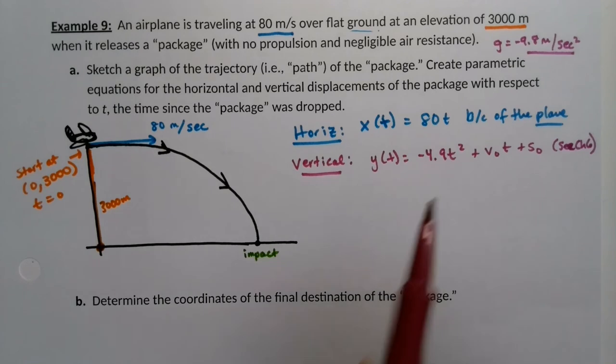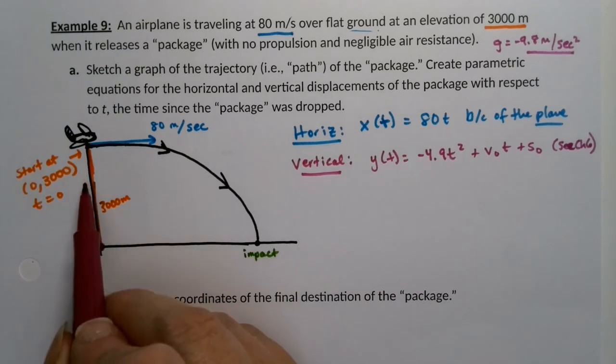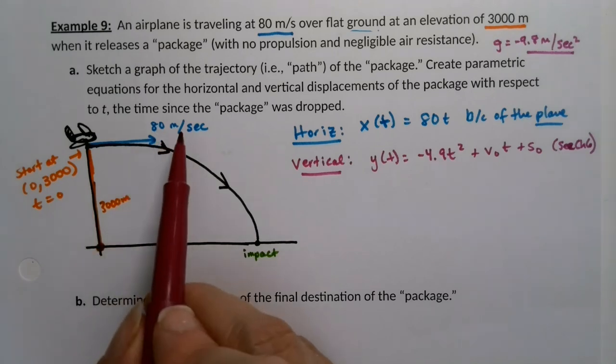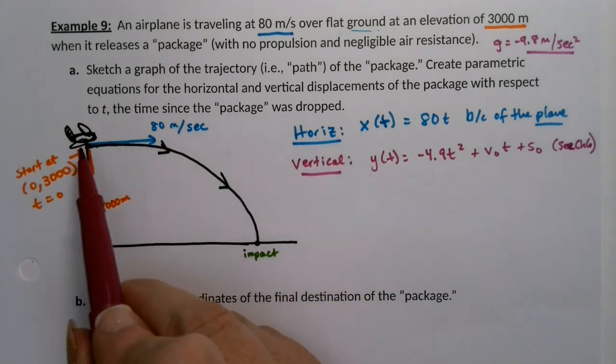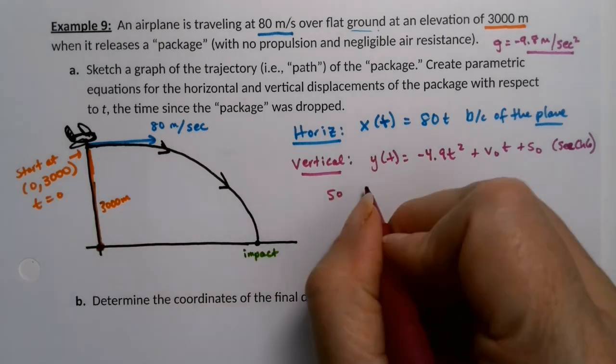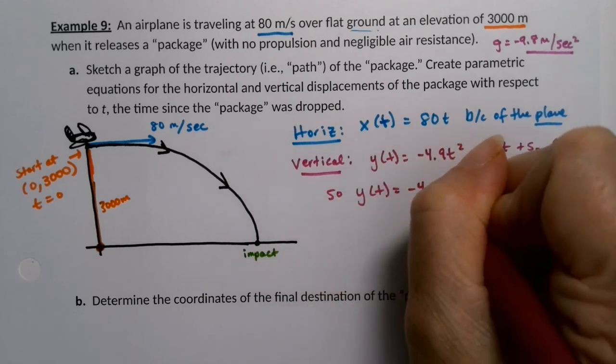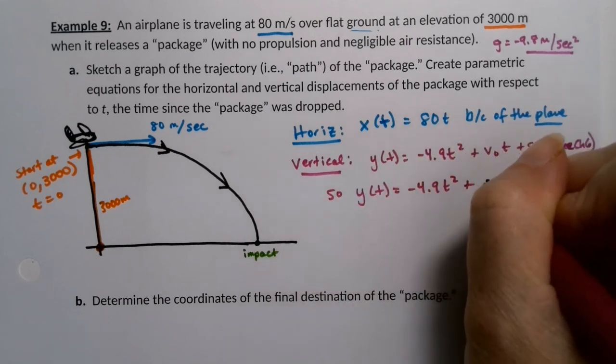All right, so let's think here. Our initial velocity in the downward direction, because that's what this is. So don't think 80. 80 is in the horizontal direction. The initial velocity in the downward direction is actually 0. So that means that y of t is actually negative 4.9 t squared plus 3,000.